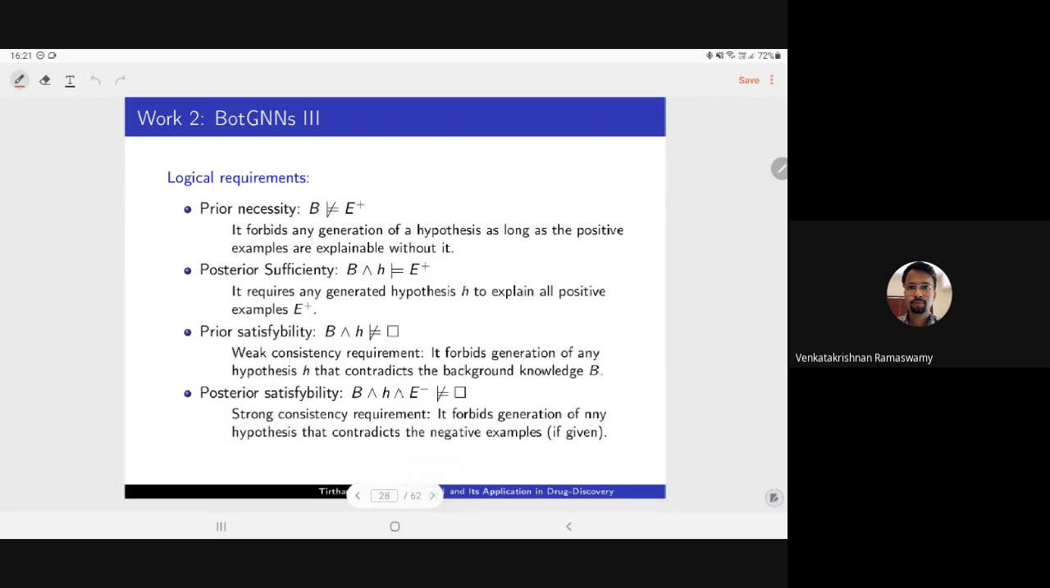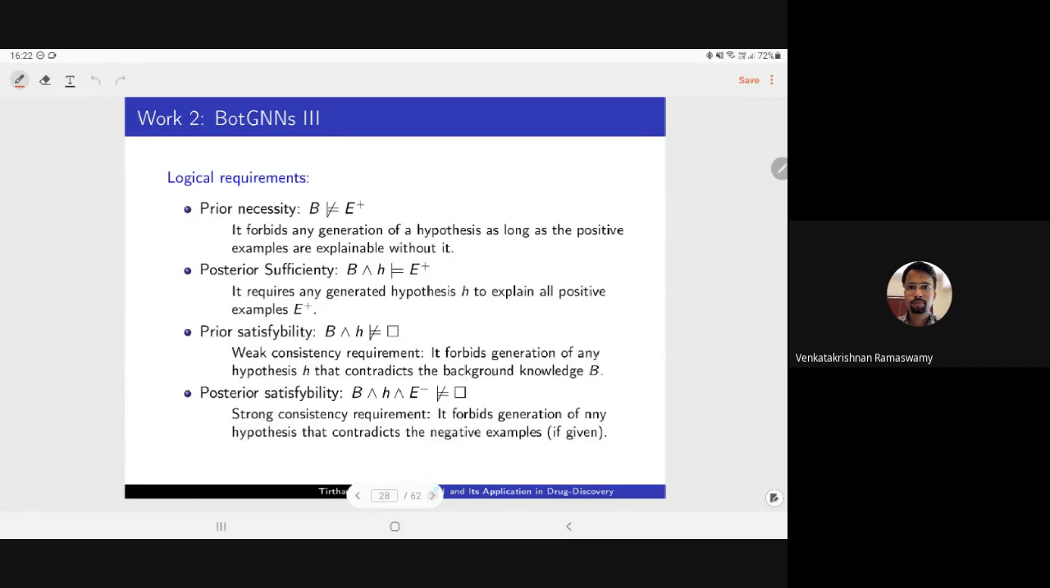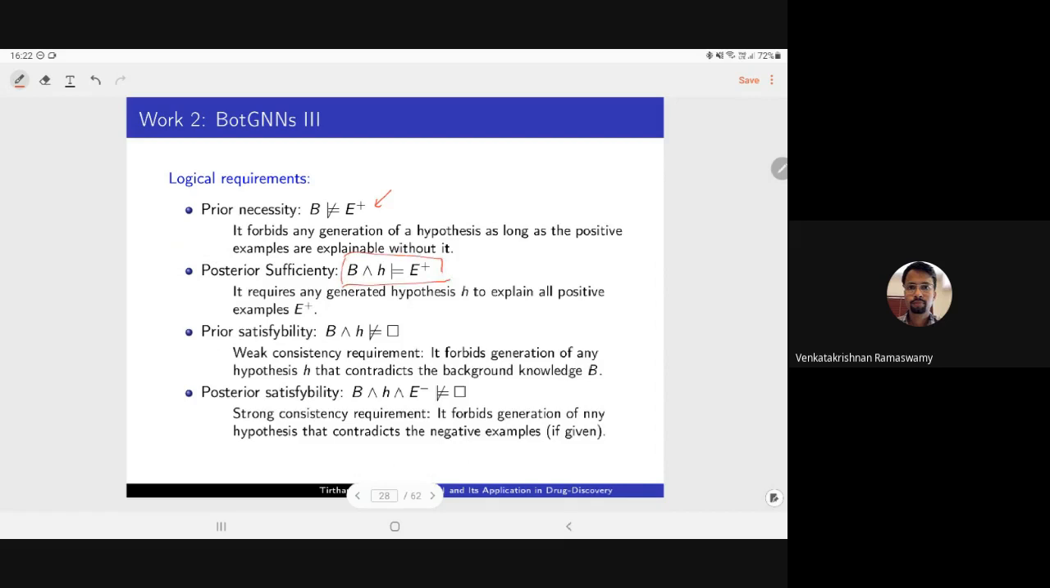There are some logical requirements when we are constructing this hypothesis H given the data and background knowledge, but I'll skip this. The prior necessity is that the background knowledge should not entail any of the positive examples, because if that happens, there is nothing to be learned. The main thing is this: we are interested in entailing all the positive examples. That means we are interested in finding a hypothesis that, in conjunction with the background knowledge, must entail all the positive examples.